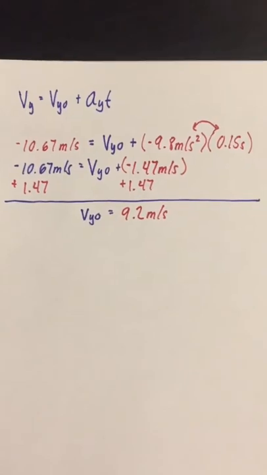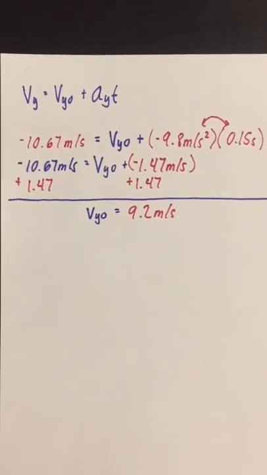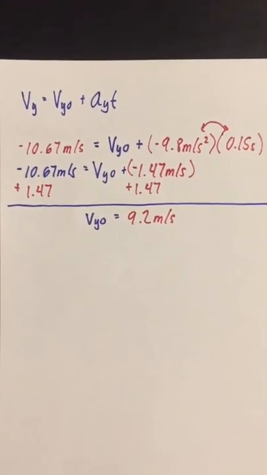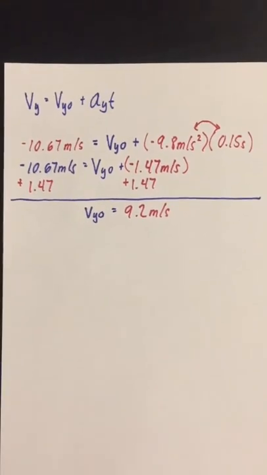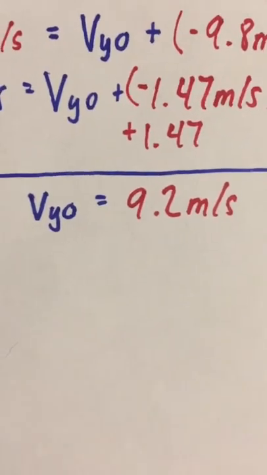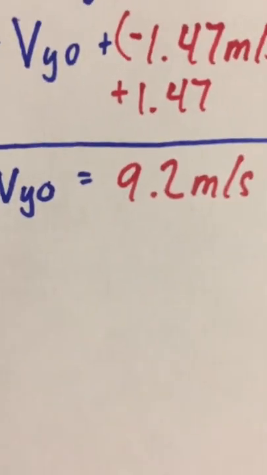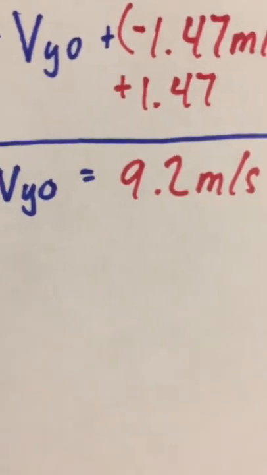From plugging in our variables and doing all that multiplying and addition, we see that our initial velocity is 9.8 meters per second. Okay, completely unrelated, but can we just appreciate how nice this 9 is? Look, it's perfect, it's perfect.